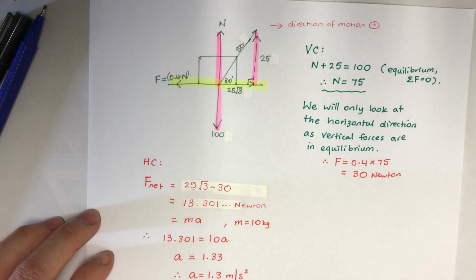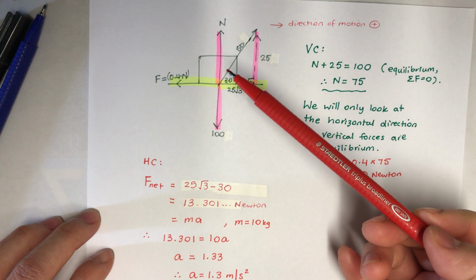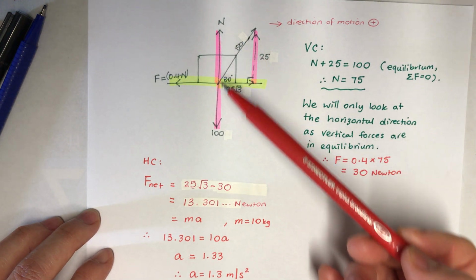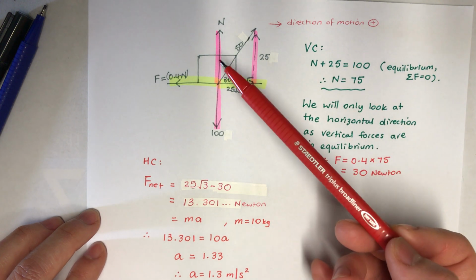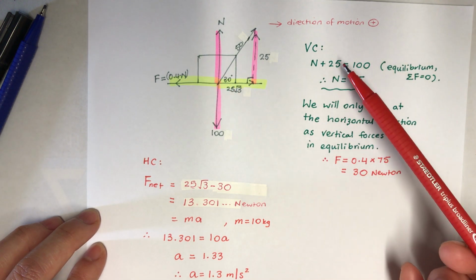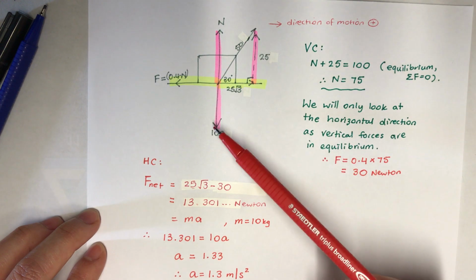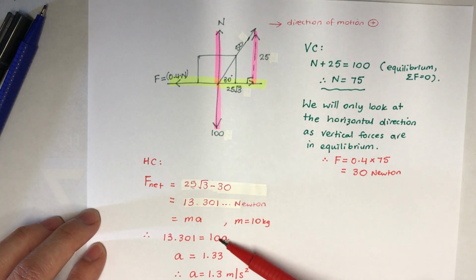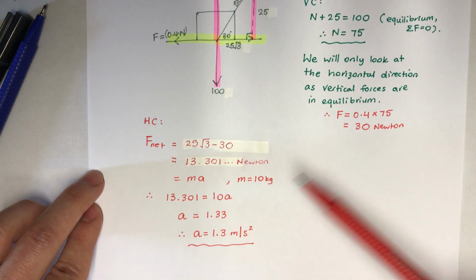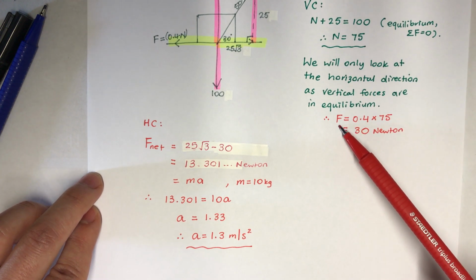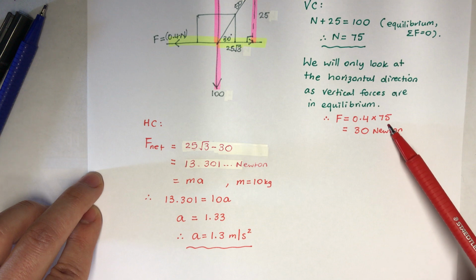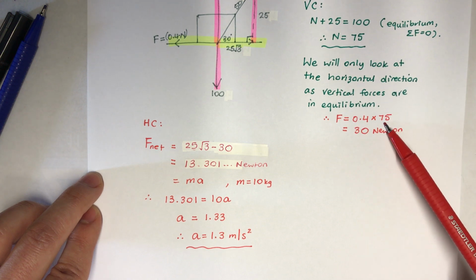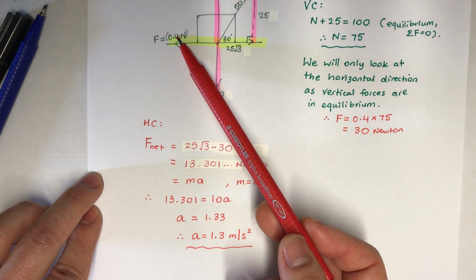So what happens here, it says dynamic coefficient of friction, so it's just before it was moving, and nothing really exciting happening with the vertical, because they're the same. Because they're in equilibrium, I'm going to go N plus 25 equals 100. I'm going to use the vertical component to find the normal force so that I can use the horizontal component. So N is 75. Therefore, my friction force is 0.4 times 75, because it's 0.4 times N, and it's 30 newtons.